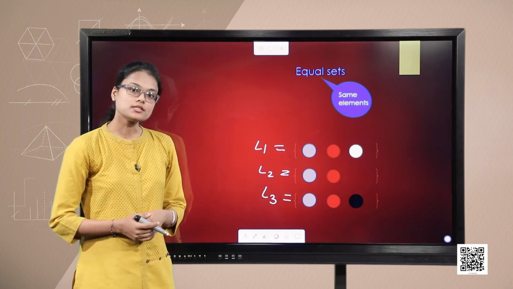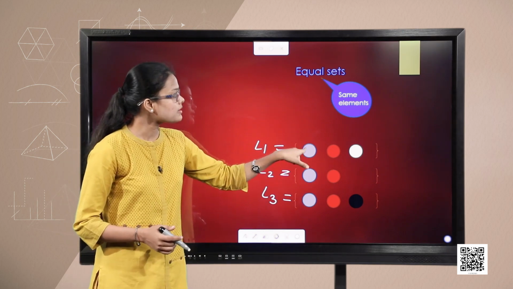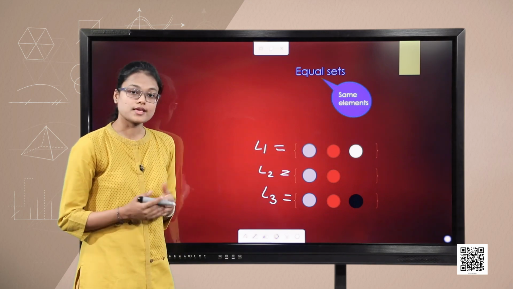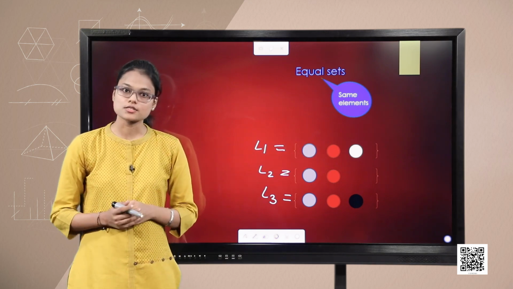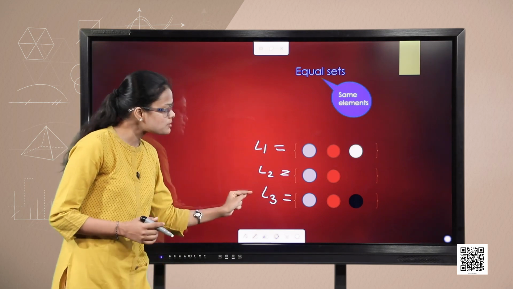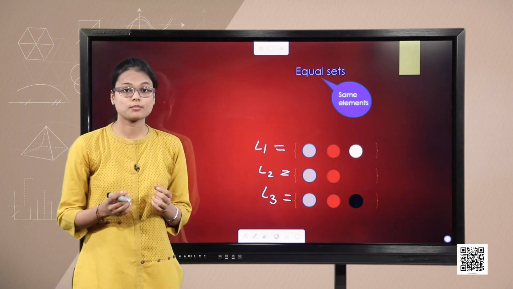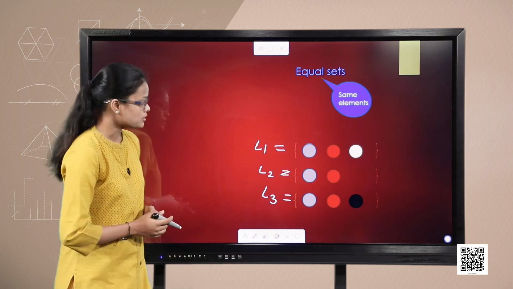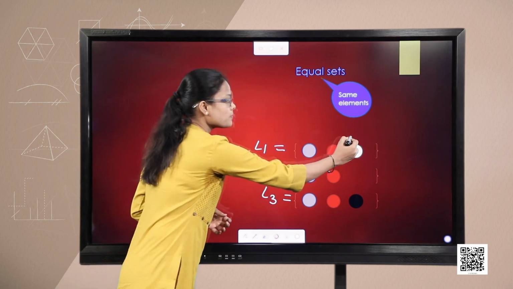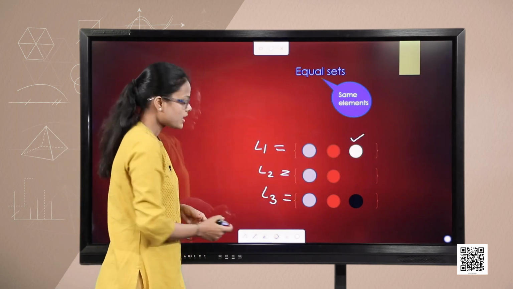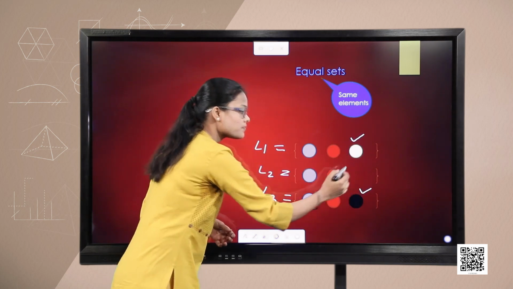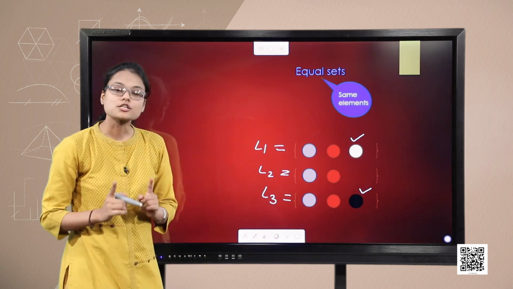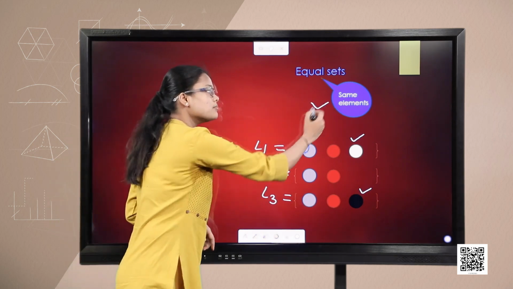Here the elements are represented by colored balls. So, L1 is not equal to L2 as they have a different number of elements. Can I say now L1 is equal to L3 as they have the same number of elements? Again you will say no. Why? You can see L1 is consisting of a white colored ball and L3 is consisting of a black colored ball. L1 and L3 do not have the same elements.